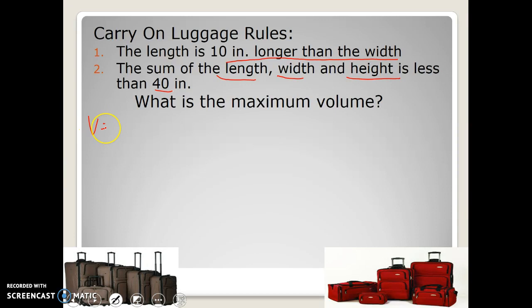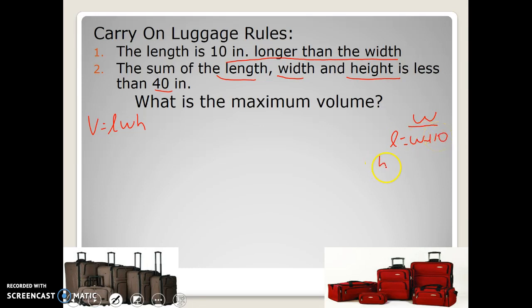Well, that means we're going to have to write an equation for the volume. We know that the volume is equal to the length times the width times the height. But we don't want 3 variables. We just want 1 variable. So what I'm going to do is come up with what our variables are going to be. I'm going to let 1 variable be w, the width. The other variable is the length. Well, because of the first expression, the length is 10 inches longer than the width. That means the length can be written as w plus 10.